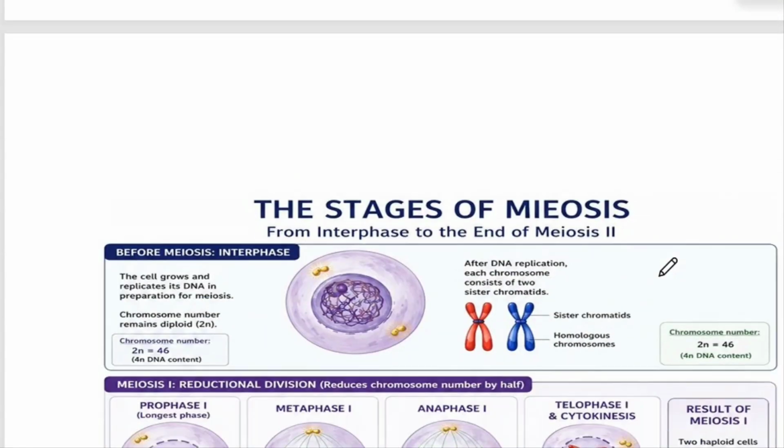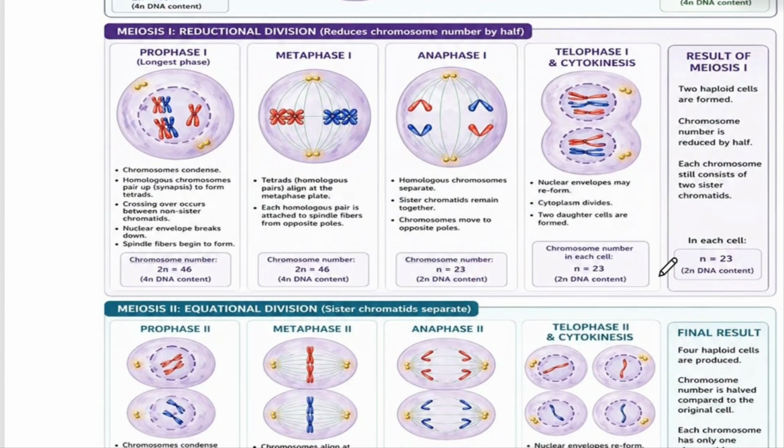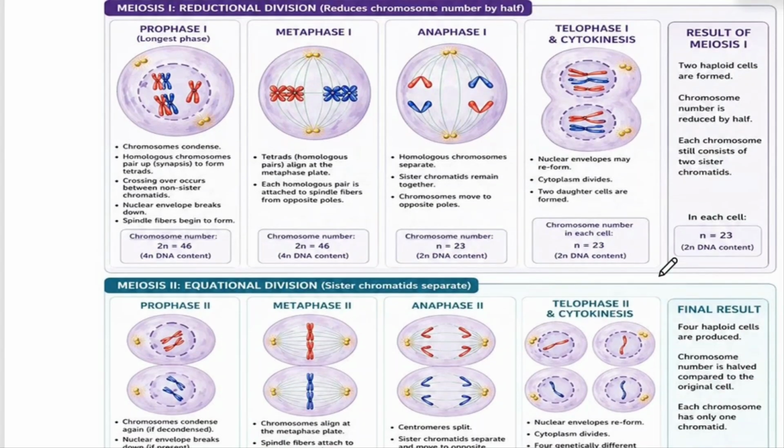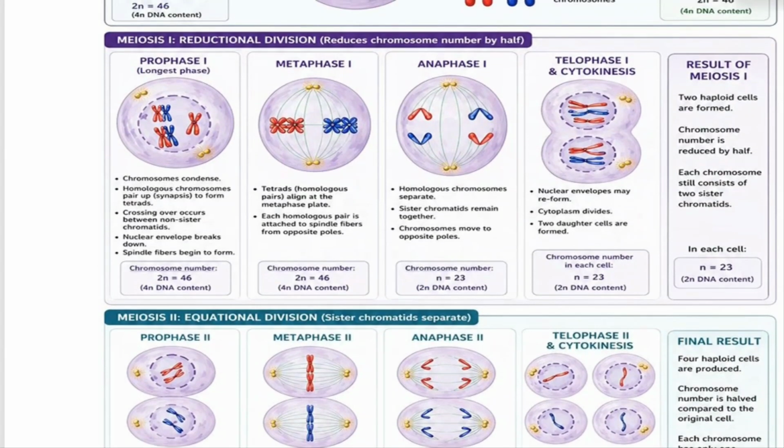Okay, so let's start with prophase 1. Prophase 1 is the longest and the most important stage of meiosis.